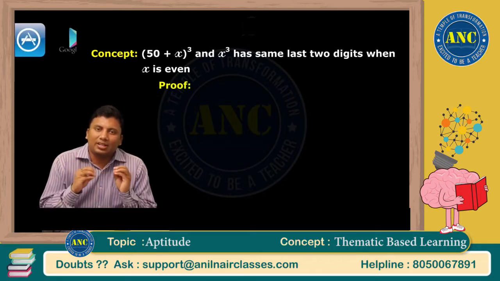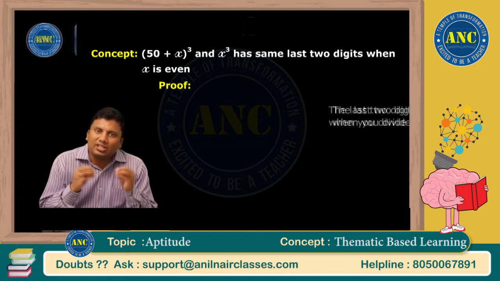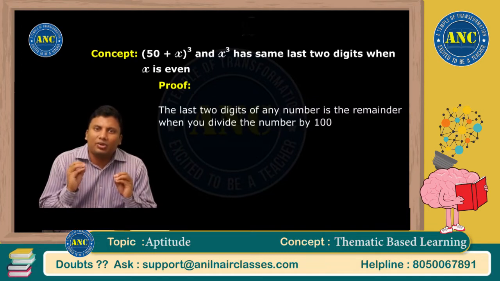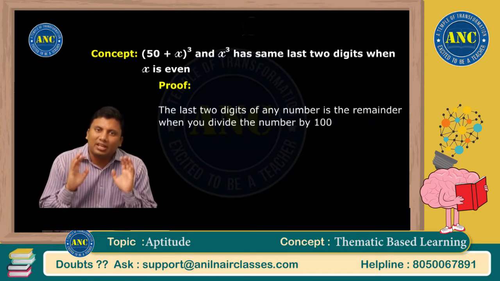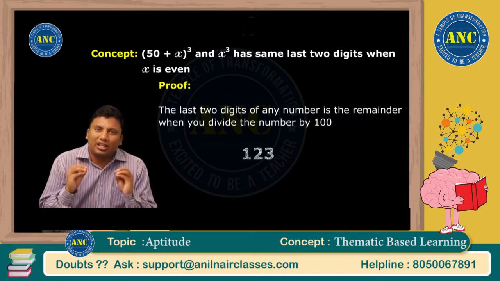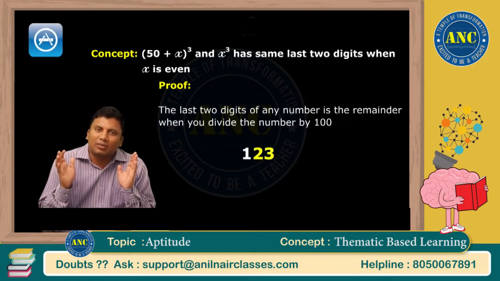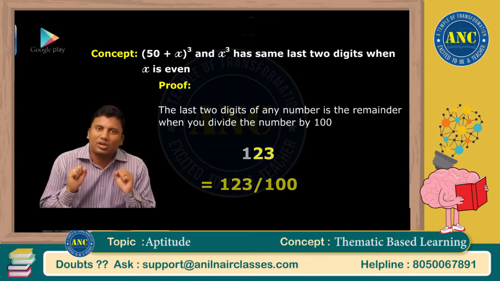Proof. Before discussing the proof, in my last video I discussed a concept. I am going to use the concept again. The last 2 digits of any number is the remainder when you divide the number by 100. For example, 123. The last 2 digits of 123 is 23. It is nothing but the remainder when you divide the number by 100. Now, we will use this logic.